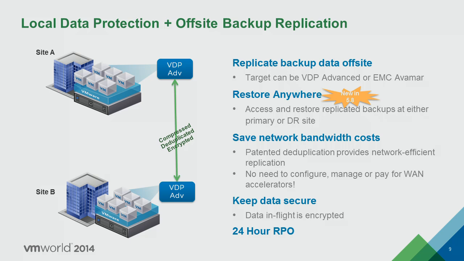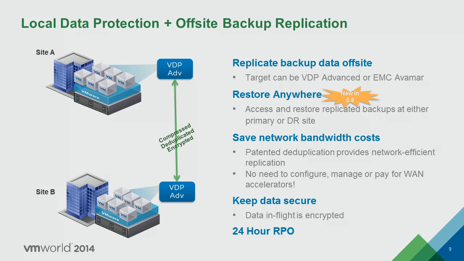the minimal possible. Because VDP Advanced utilizes deduplication, it is able to compress and deduplicate the data before sending it across the wire, so it sends only the unique segments across the network. This ensures that your network bandwidth requirements are also the minimum possible. The replication stream is also encrypted for better security.